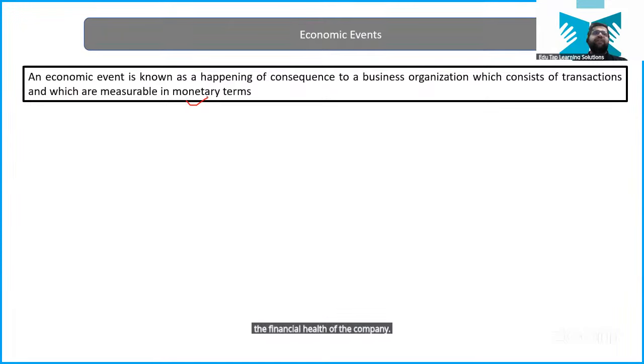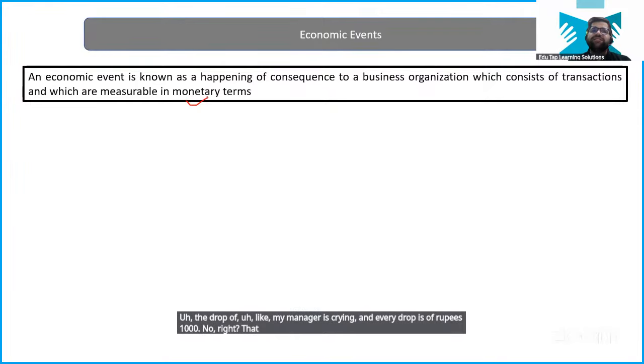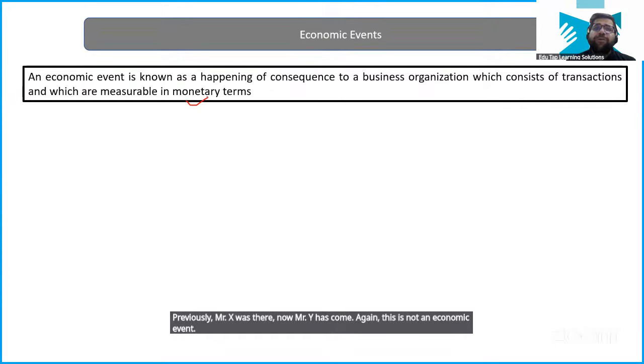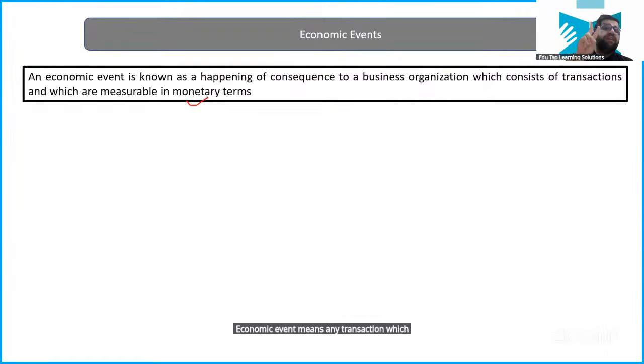For example, if my manager is crying, is this an economic event? The answer is no, because I cannot measure that particular event in monetary terms. Can I say that my manager is crying and every drop is of rupees 1000? No, right? That doesn't make any sense. For example, if I change the leadership of my company, previously Mr. X was there, now Mr. Y has come. Again, this is not an economic event. Economic event means any transaction which can be measured in monetary terms, which will affect the financial health of the companies. These three things should move ahead.